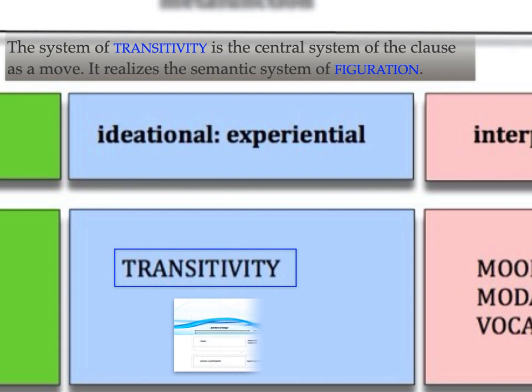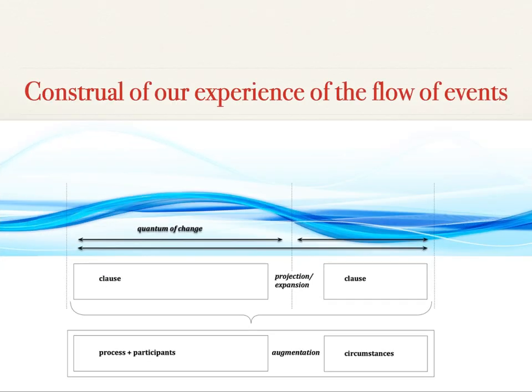We say that the clause from an experiential point of view represents a quantum of change in the flow of events. So let me just figuratively represent the flow of events like this. So we experience the flow of events. We attend to it in different ways, visually through our other sensory senses, but also, of course, semiotically, in terms of how we construe it, not only say visually, but also semiotically, linguistically.